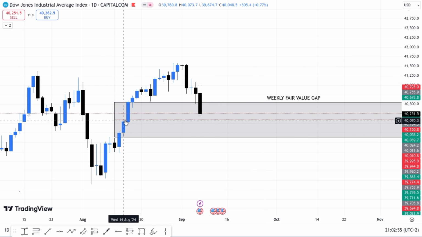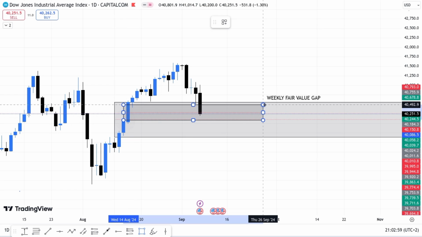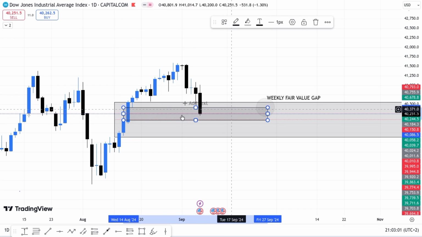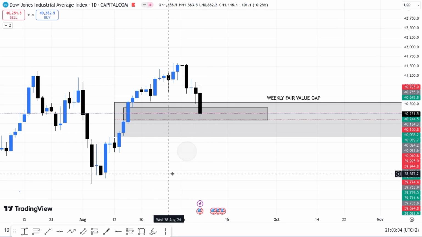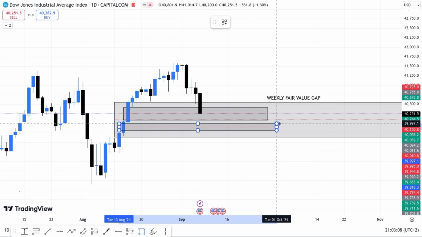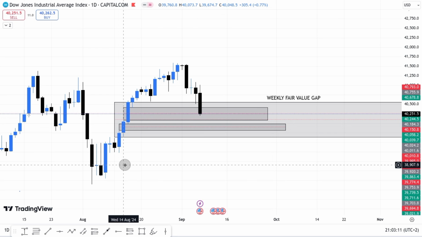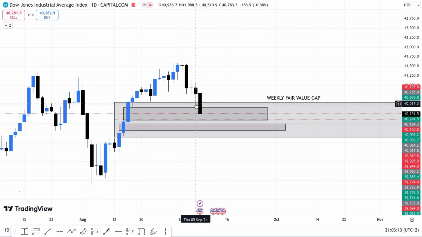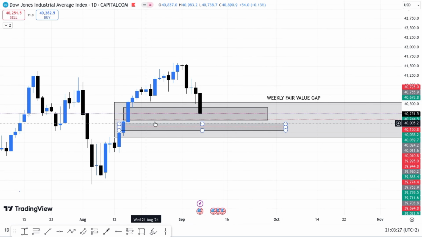As you can see, there are a couple of daily fair value gaps as well, like this one over here, and then we have this one over here. I'm not saying that price is going to respect both of these or any one of them. Price can just run through it. But what I would expect is for price to come lower, because it's in this weekly fair value gap.